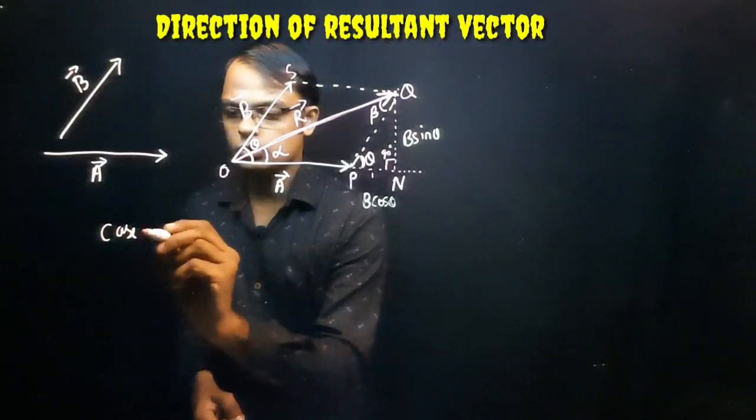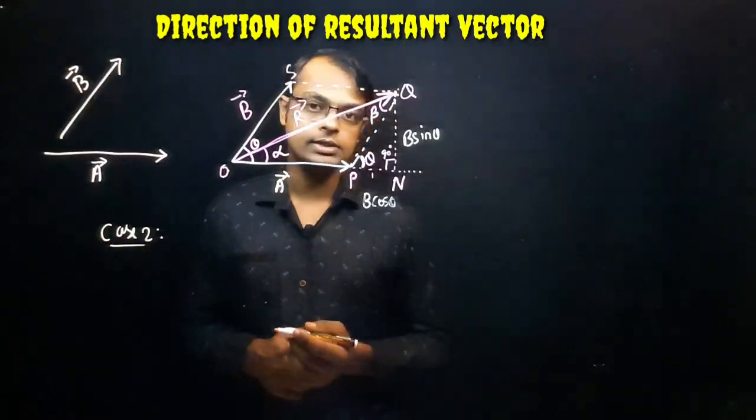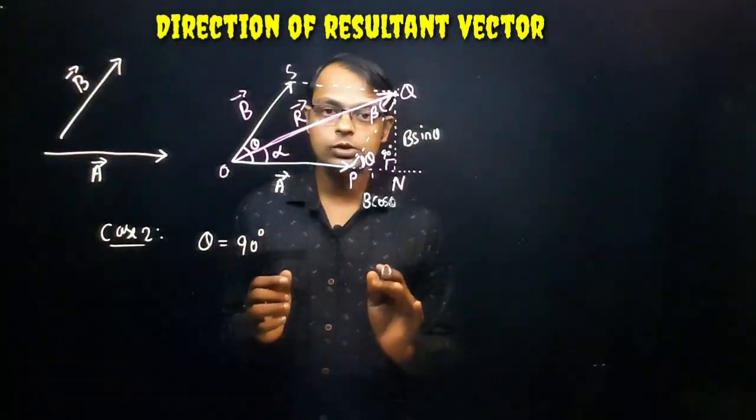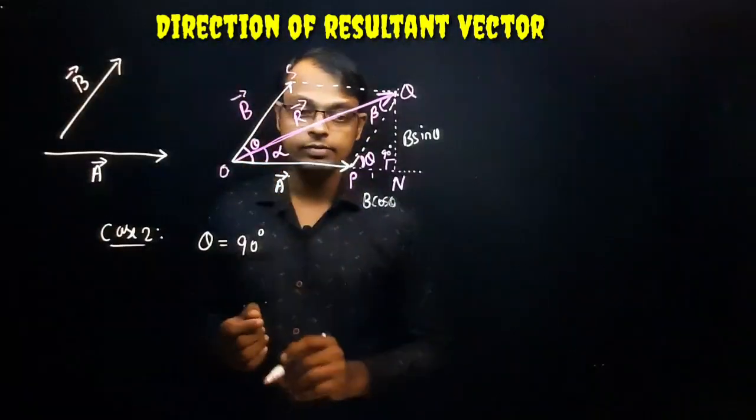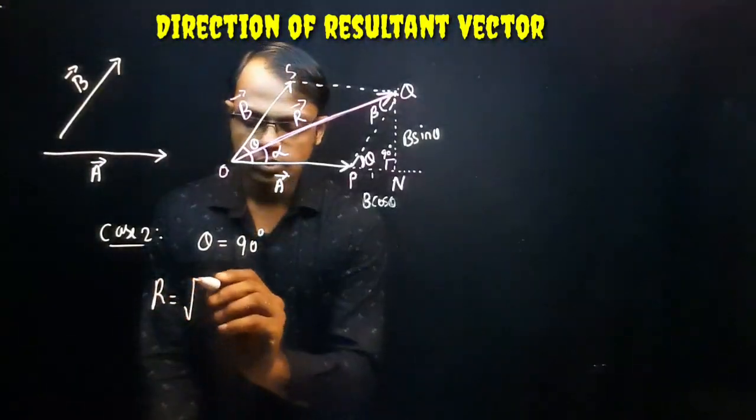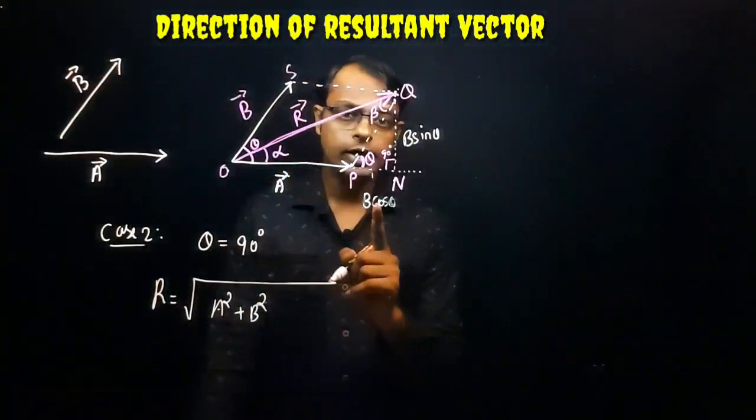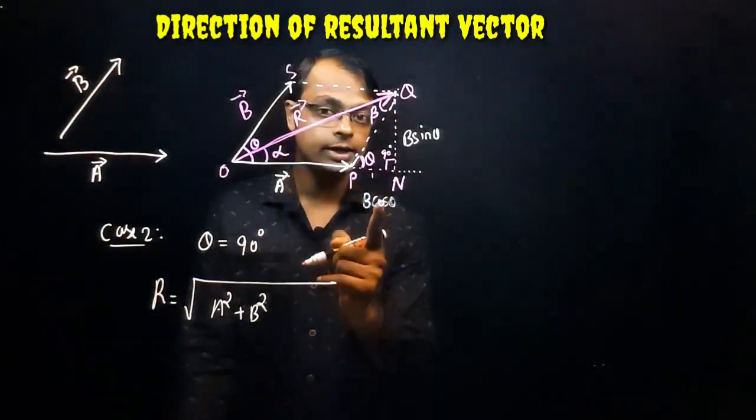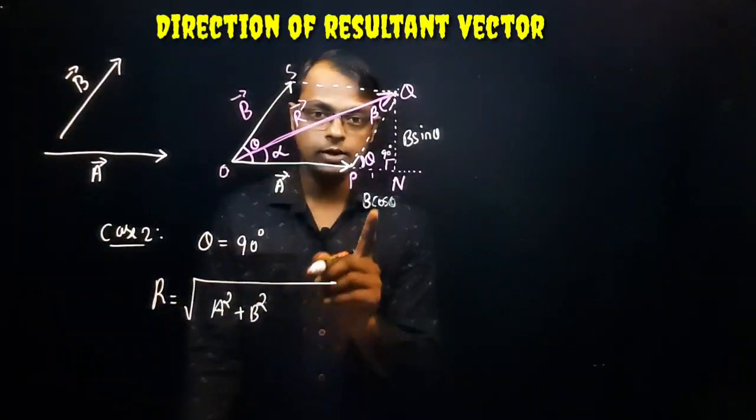Now let's discuss case 2. When the two vectors A and B are acting perpendicular to each other, that means theta is equal to 90 degrees. Just imagine the A vector is this one and the B vector is acting exactly 90 degrees to the A vector. In that case, what is the resultant vector formula? R is equal to square root of A square plus B square plus 2AB cos theta. Here theta is equal to 90, and cos 90 is equal to 0. So R is equal to square root of A square plus B square.